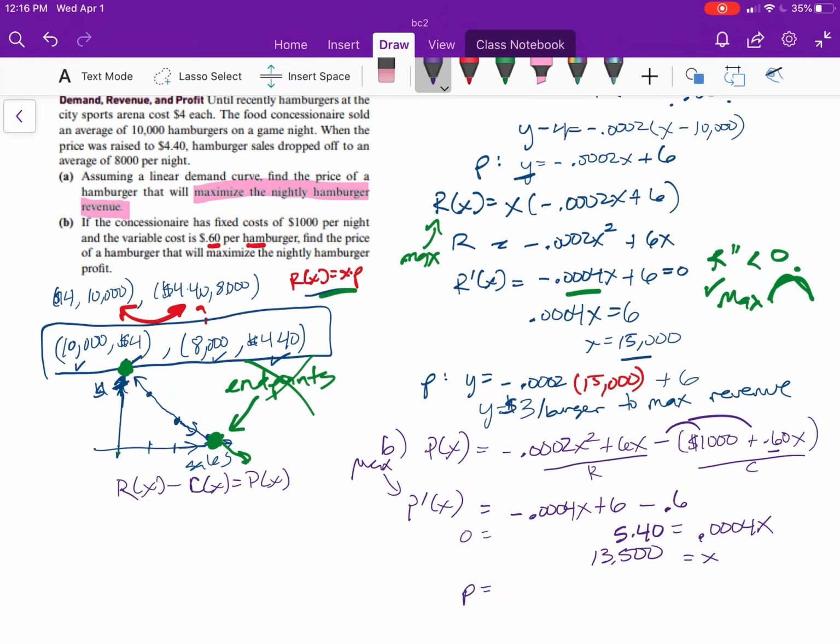Go back to that price function. Negative 0.0002 times 13,500 plus 6. And again, using a calculator, that's negative 2.7 plus 6. So we get $3.30. So if there were no costs, we got $3 per burger. We got to raise the price a little bit to $3.30 per burger to maximize profit.